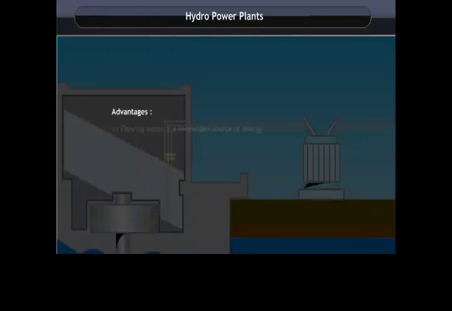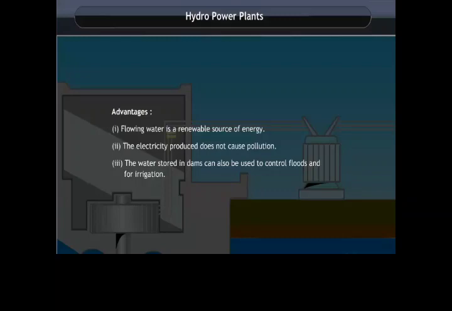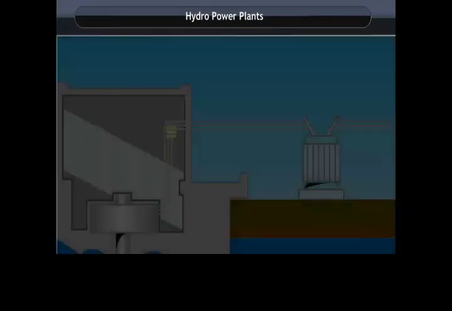Advantages. Flowing water is a renewable source of energy. The electricity produced does not cause pollution. The water stored in dams can also be used to control floods and for irrigation.